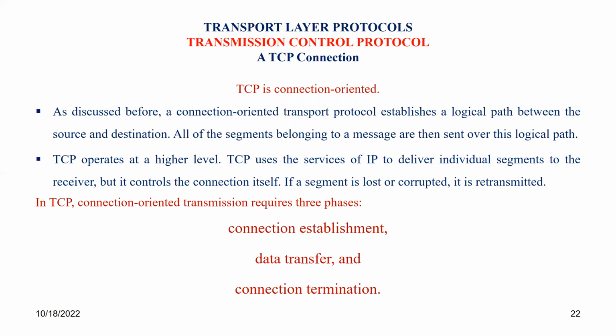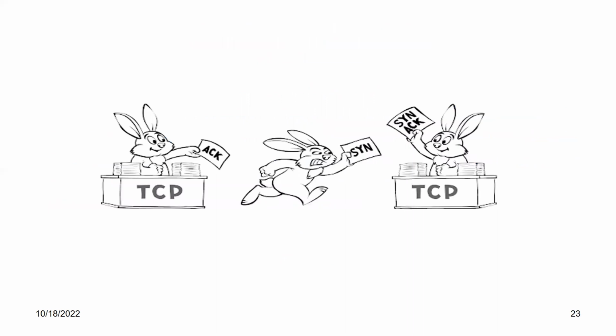That is nothing but the operation we are going to discuss. As you know, the data will be transferred in the form of segments. If a segment is lost or corrupted, it is retransmitted. But it requires 3 phases. First, we can discuss connection establishment.